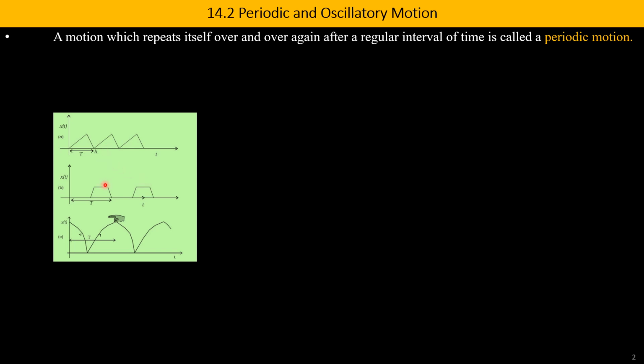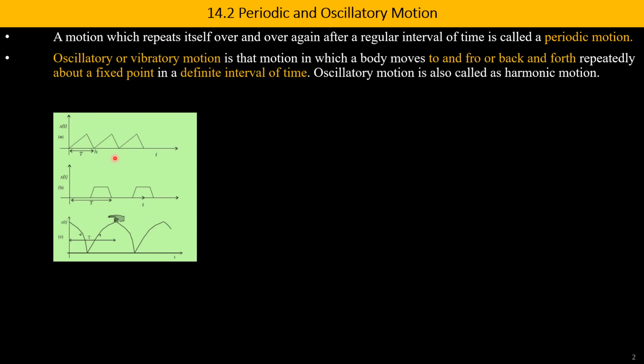In all the three examples, capital T is plotted on the x-axis. That is, the x-axis is t and y is the amplitude or the distance. So here capital T is called the periodic interval, the regular periodic interval.